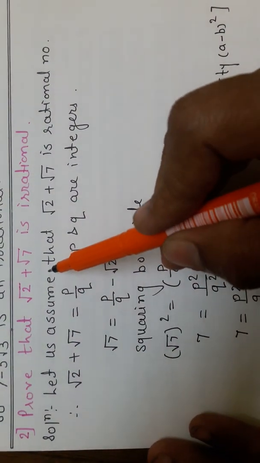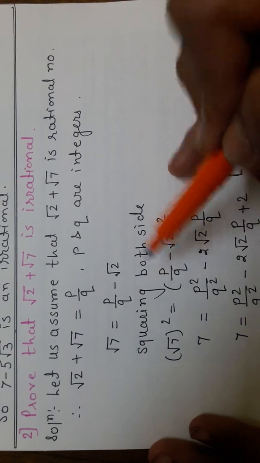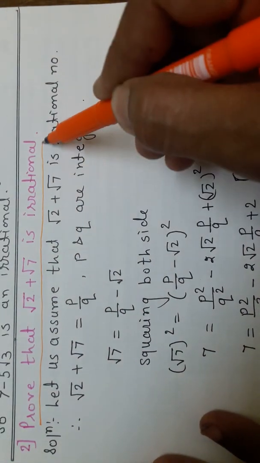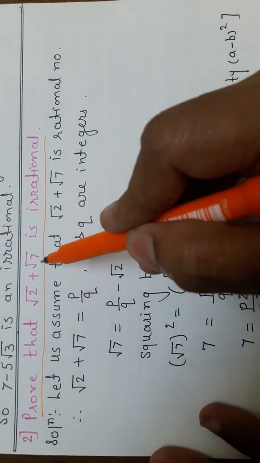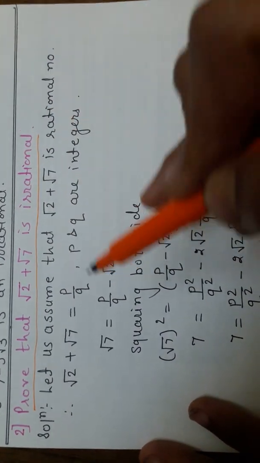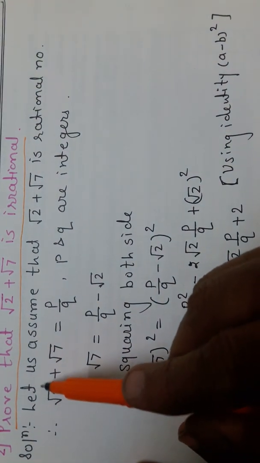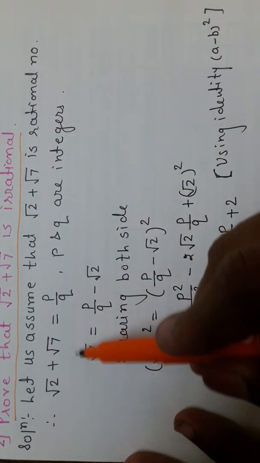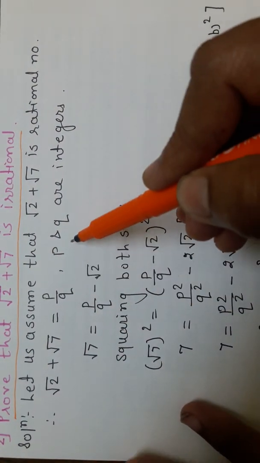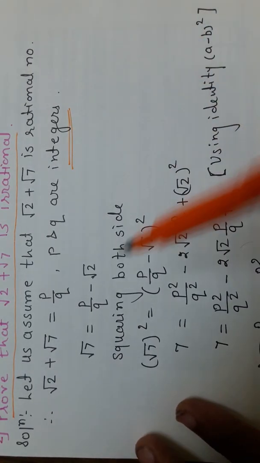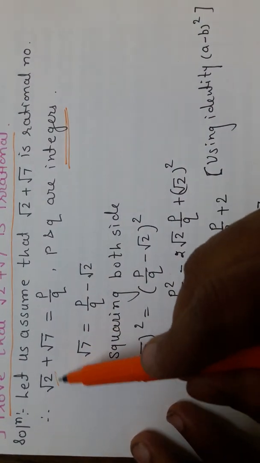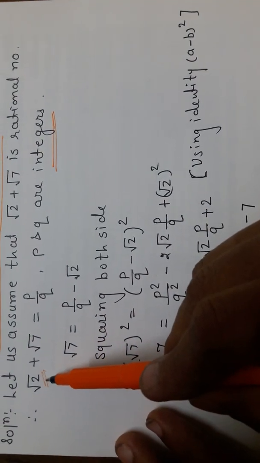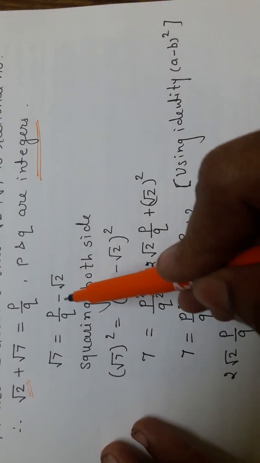Till now we have proved that root 2 is irrational and root 3 is irrational. But there is one more extra problem: we have to show that the sum of two irrational numbers is again irrational. So again by the contradiction method, let us assume that root 2 plus root 7 is a rational number. Again we will write it in p by q form, where p and q are integers. Here we shift one of the terms to the right hand side first, so I shifted root 2. Root 7 is equal to p by q minus root 2.